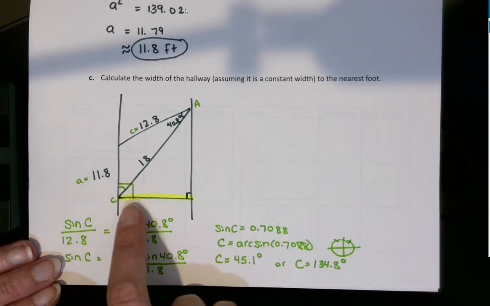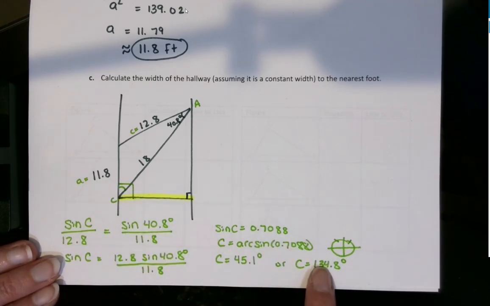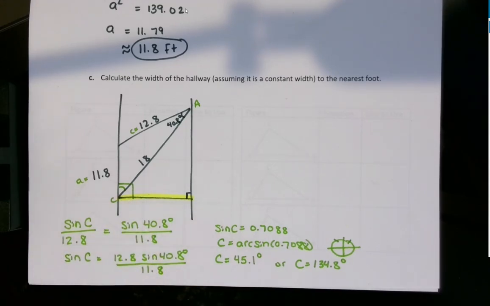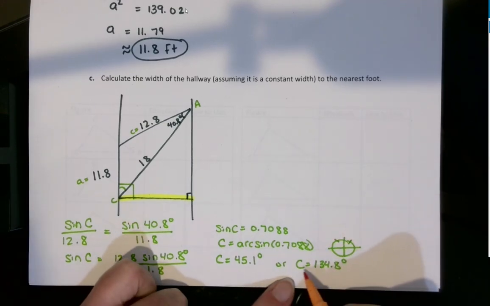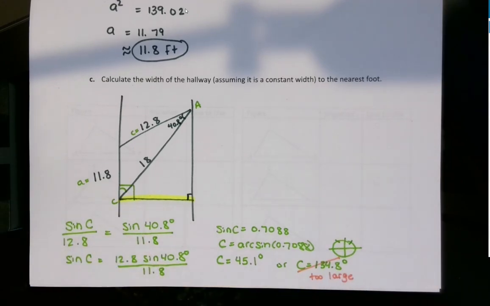Now, I can immediately throw that one away because I know that the angle that I'm trying to find right now needs to be complementary with another angle. And this is already larger than 90 degrees. I can tell that this has got to be an angle that is smaller than 90 degrees. So this possibility is too large. Okay.